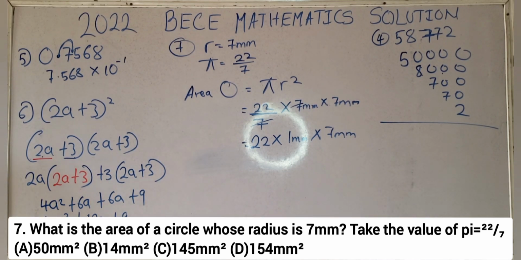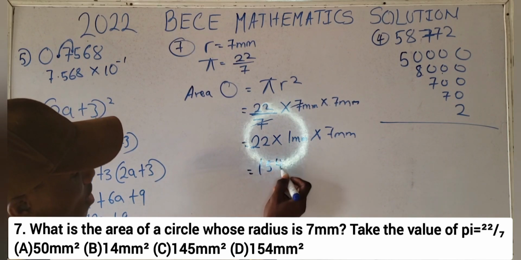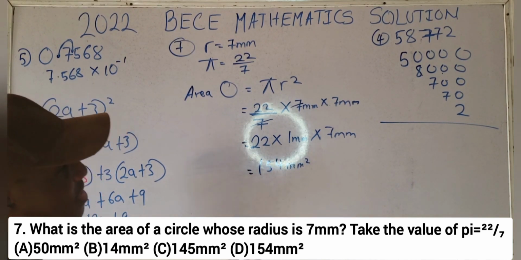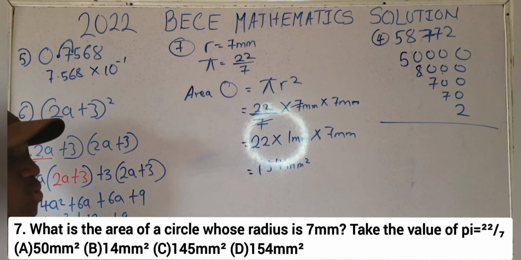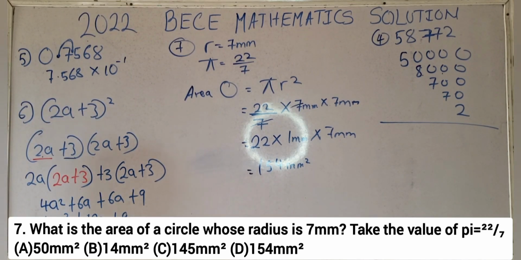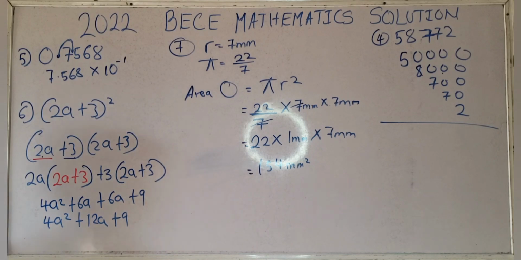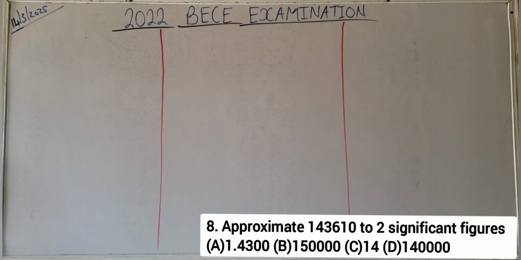So 7 times 22 times 1 is 154. So the area is 154 millimeter square. You understand? Because millimeter times millimeter will give us millimeter square. Do you understand? So pay attention. Now, if you look at the options very well, the right option to that question is option D, which is 154 millimeter square.